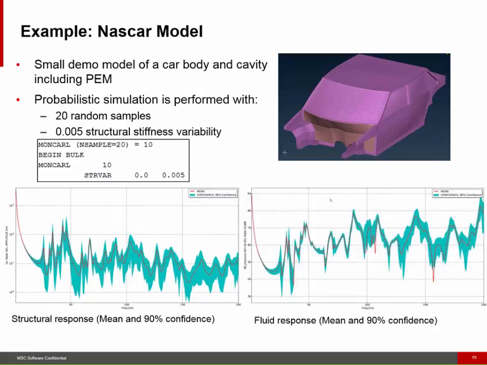So here's a small example. A small demo model of a car body and cavity, which also includes a poroelastic material for damping. So we make a probabilistic simulation using the Monte Carlo capabilities. We run 20 samples, meaning basically 20 jobs, and we have a variability on the structural stiffness of 0.005. So this is how it looks in the input. So it's a very limited amount of input you need to add to your already existing model.